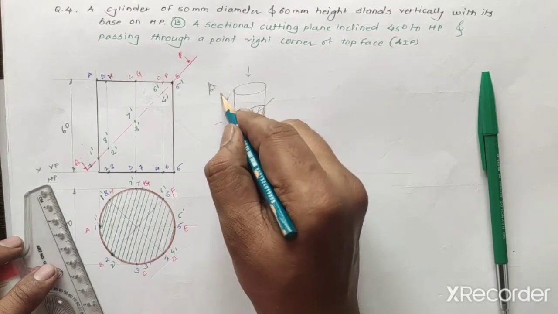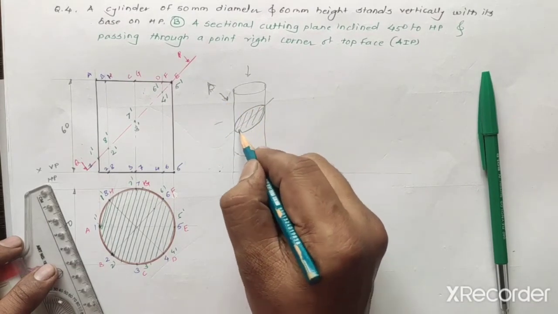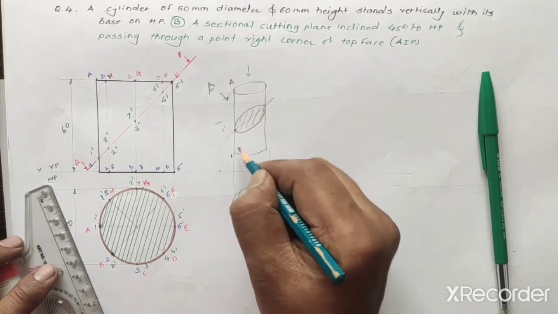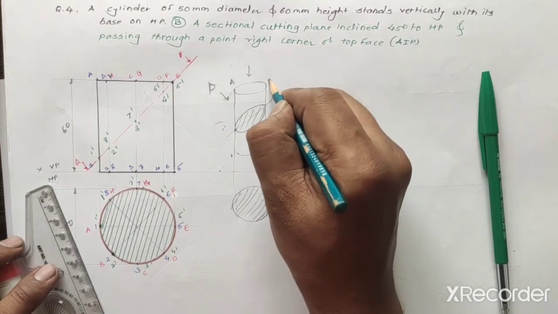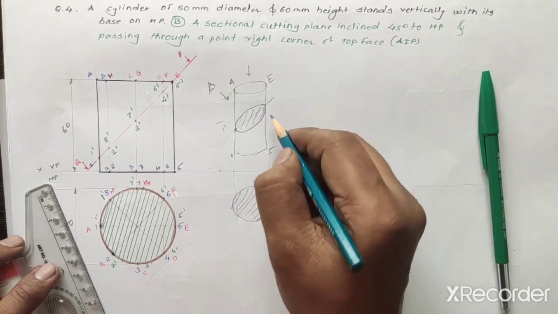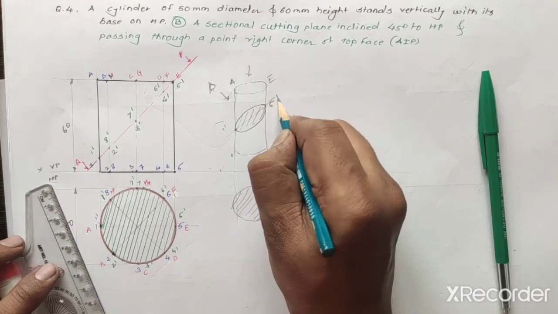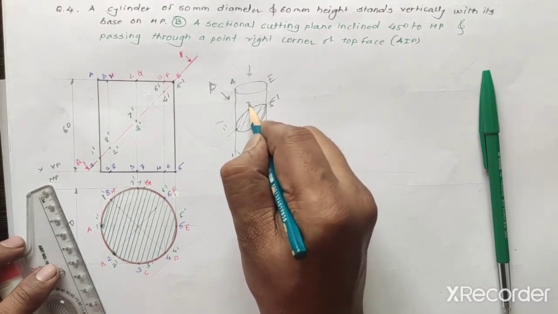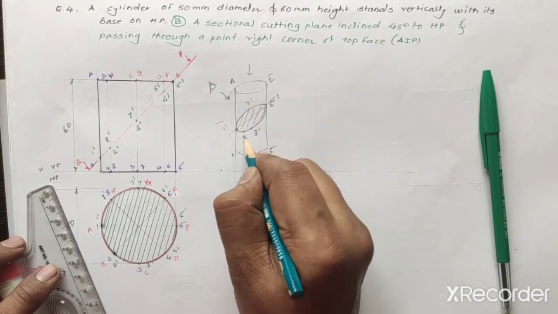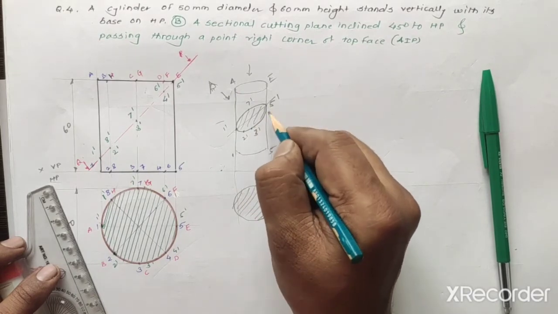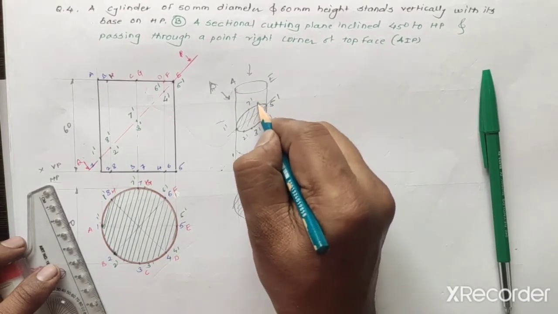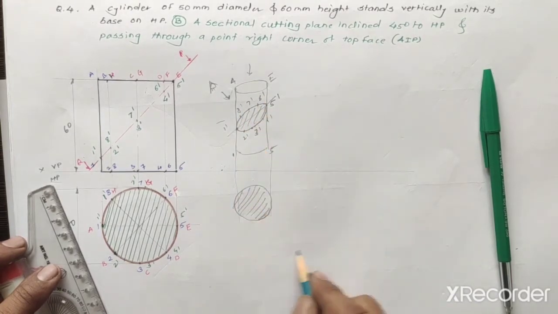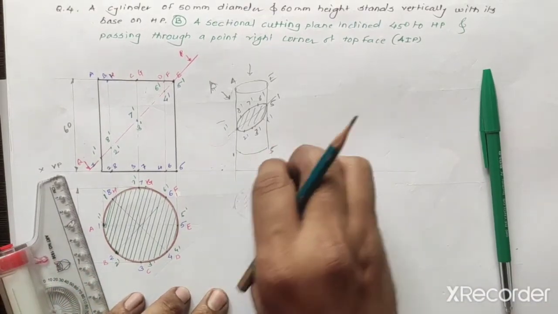So for the true shape, we can see the elliptical part. This point is nothing but 1 dash, and 1 and A are present here, 5 and E are present here. At this end we get the 5 dash point. At the front side we can mark 3 dash, at the back end 7 dash, and in between, 1 dash and 3 dash, 2 dash is present. In between 3 dash and 5 dash, 4 dash is present, between 5 and 7 the 6 dash, and here it is 8 dash. So all these points we can mark here and we can find out the true shape of the given problem.